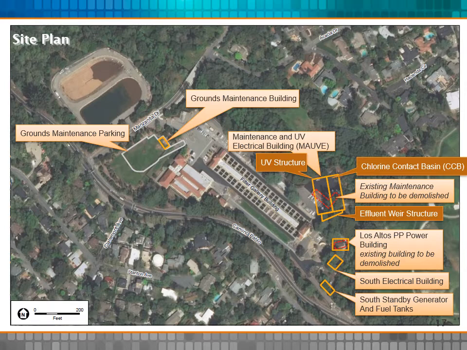There will also be several other outbuildings constructed as part of the project. The existing Los Altos Pumping Plant Number 1, which is not in use, will be demolished to make room for a new power building for Los Altos Pumping Plant Number 2. A south electrical building will be constructed to power the new facility. Also, a new diesel generator, including 2 fuel tanks, will be installed near the south end of the water treatment plant to back up facilities on the site during a power outage.